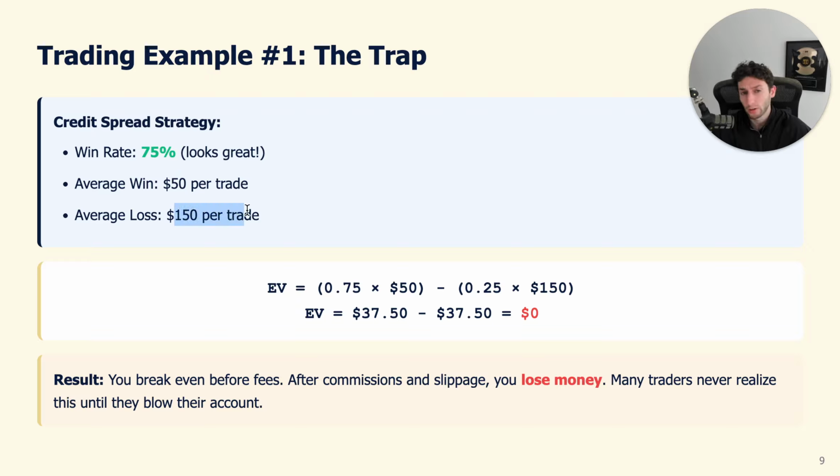Every time you lose, you're going to lose $150 on average. So if you do the math of the EV, you multiply, again, the win rate times the average winner, plus the loss rate times the average loser. This EV ends up being $0, which means over time, you're basically going to break even, or after commissions and slippage, you might lose a little bit of money.